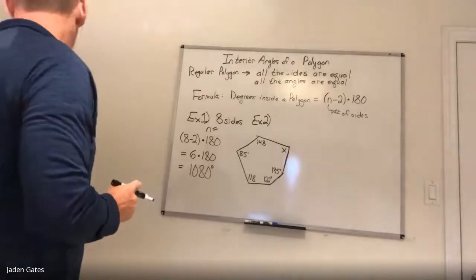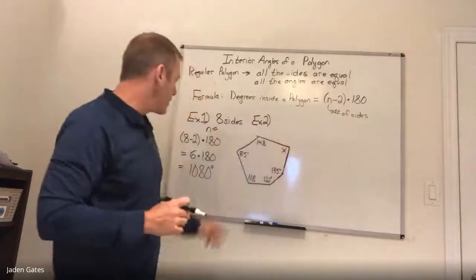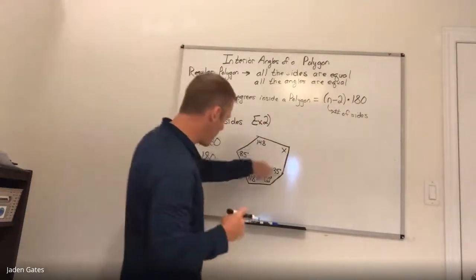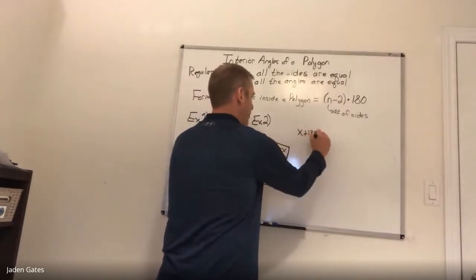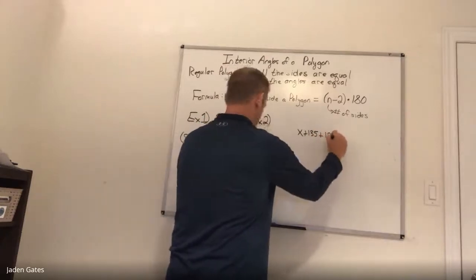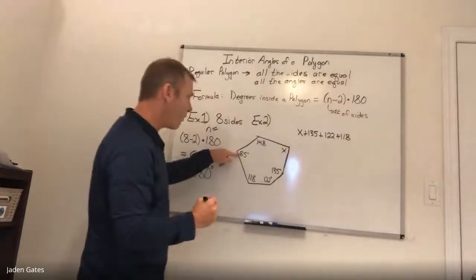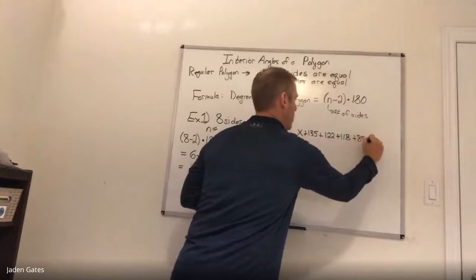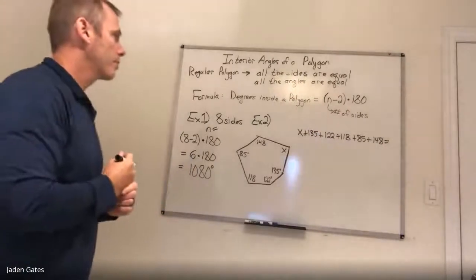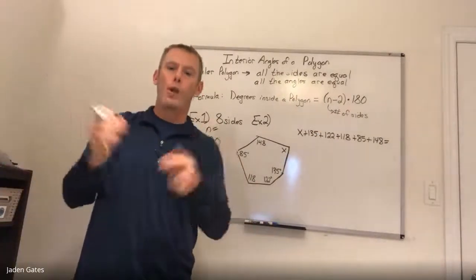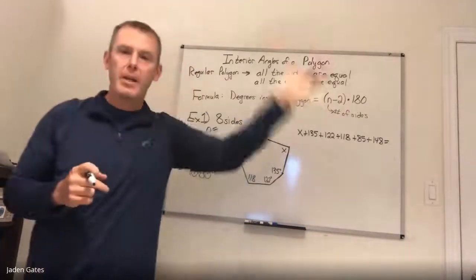Now, if I use the angle sum theorem, I am going to add up all these angles. So again, I like to go all the way around. So I'll start at X and go clockwise. So I have X plus 135 plus 122 plus 118 plus 85 plus 148 equals, I don't know. So I'm going to have to use my formula here to figure out how many degrees should be inside this shape.